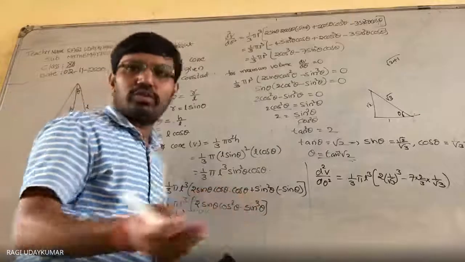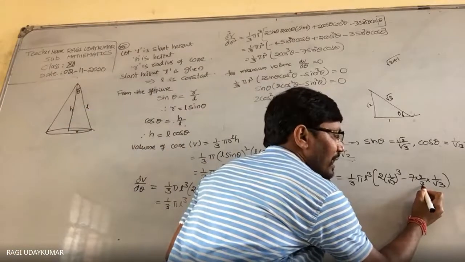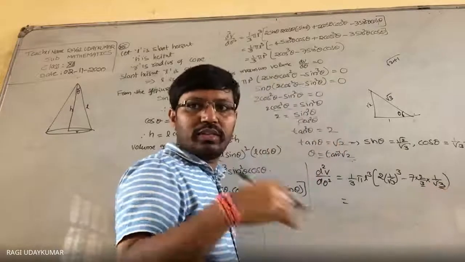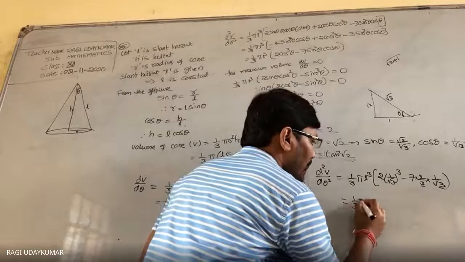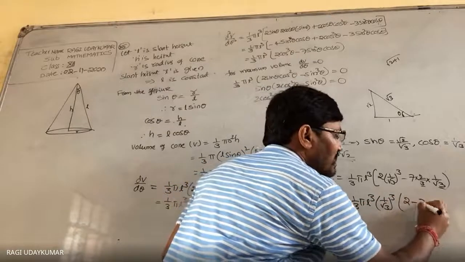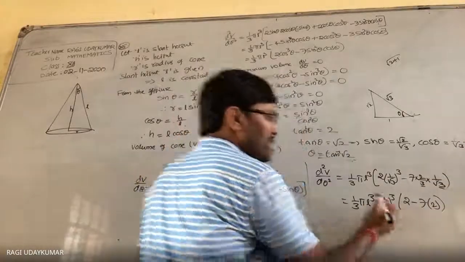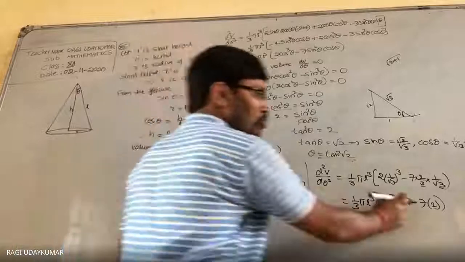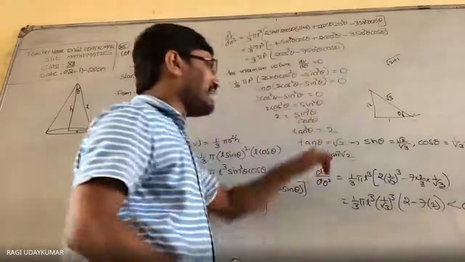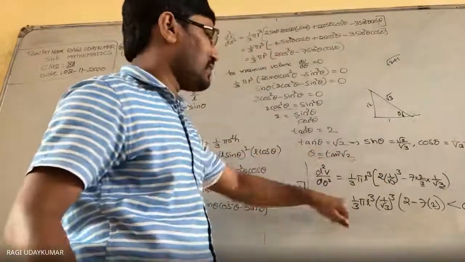Yes, 1 by root 3 whole cube common ले लो, देखो this is root 3 whole square, you can write ना, here root 3 whole square root 3, so root 3 whole cube हो गया. 1 by root 3 whole cube common ले लो, 2 minus 7 into 2, so 2 minus 14 is nothing but less than 0. So theta value tan inverse of root 2 हो गया, तो d square v by d theta square is less than 0.